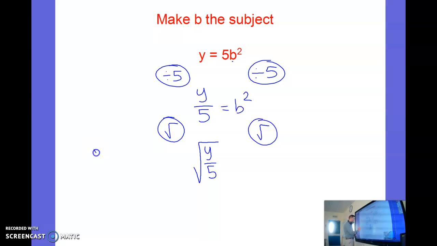That is different from this. They will give us different values. So this is no good. And equals b. b is now the subject. So just be careful with those square roots. Make sure you square root everything with that last step in an example like that.